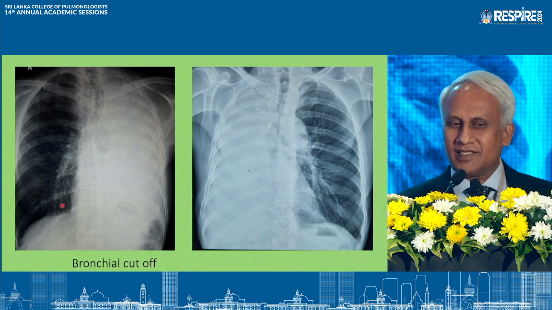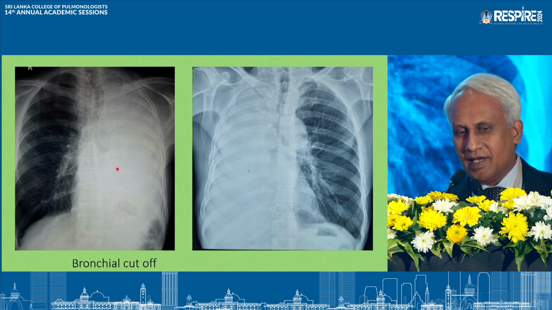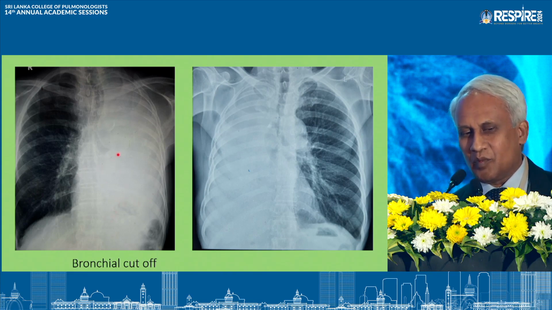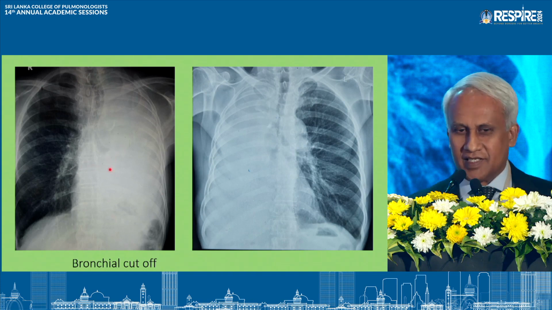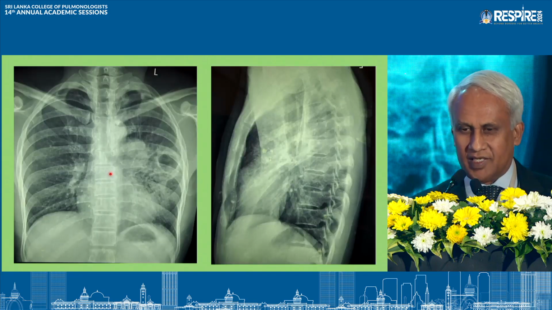You can see the mediastinal shifting to the left side and tracheal deviation, and the diaphragm is somewhere here, and this appearance is called bronchial cutoff. In fact, this patient had a major bronchus obstruction during bronchoscopic examination.